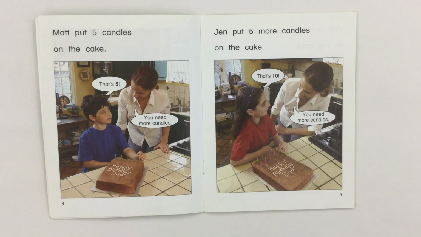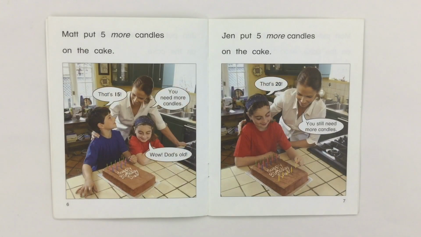Matt put 5 candles on the cake. That's 5. You need more candles. Jen put 5 more candles on the cake. That's 10. You need more candles. Matt put 5 more candles on the cake. That's 15. You need more candles. Wow, Dad's old.